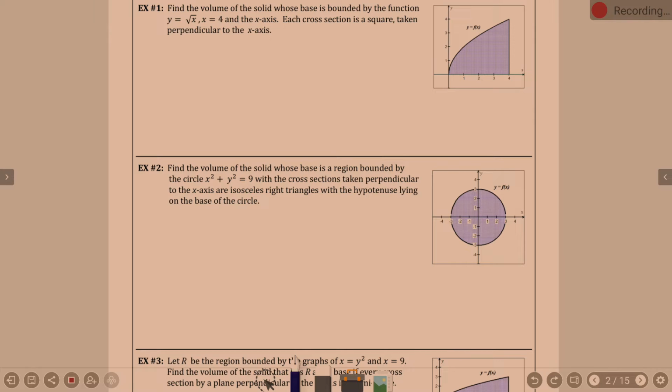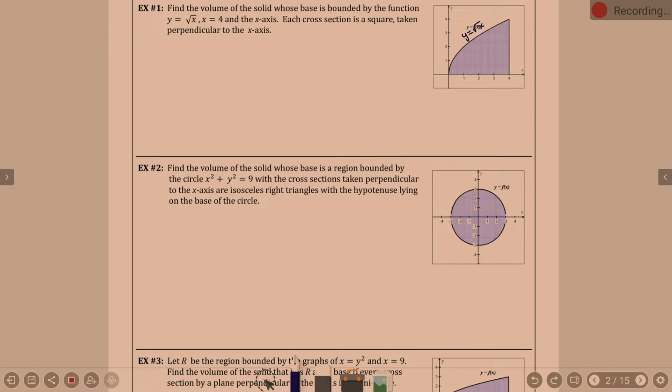Okay. Ready? Good news, they graphed it for us, yes? Always helpful when we do that. So y equals square root of x is this curve right here, yes? X equals 4 is this vertical line that just ends my boundary, and then the x-axis. So right there is this base we are working with. Each cross section is a square perpendicular to the x-axis.